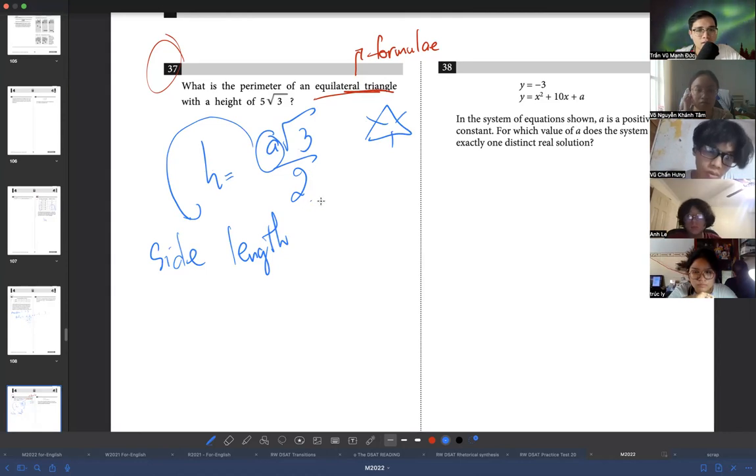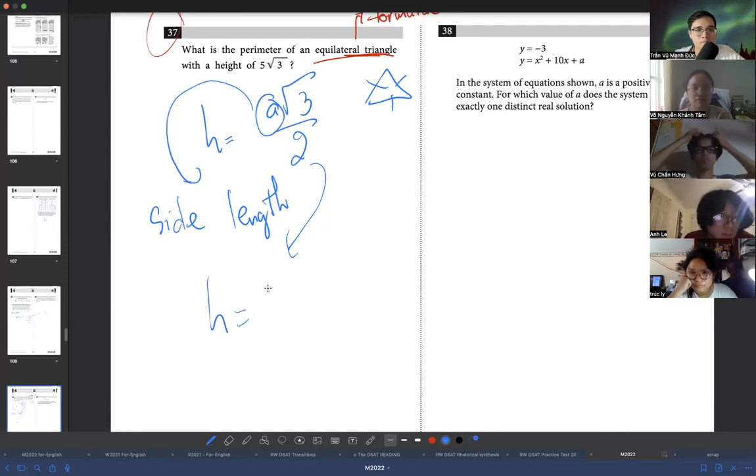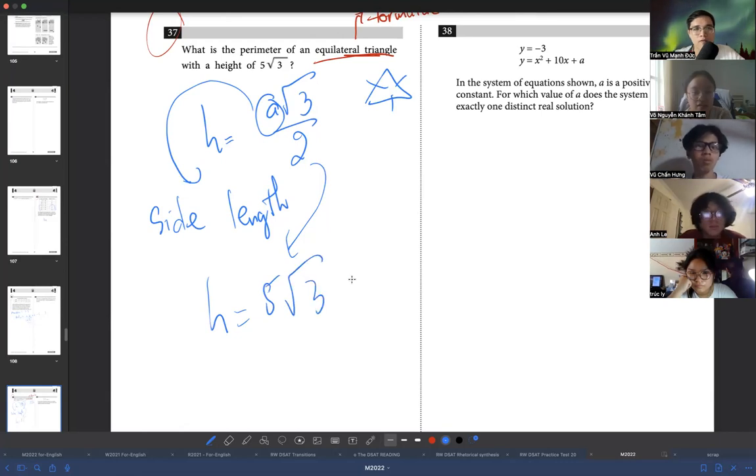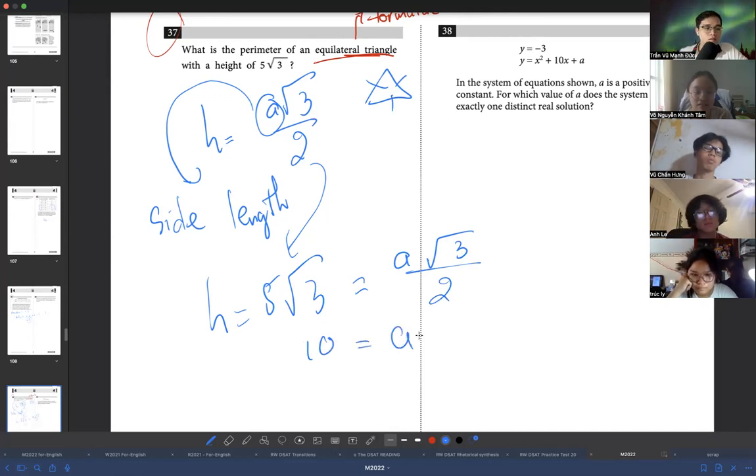All right, so what next? So from the formula, we have the side length of 10 per side. I'm sorry, could you repeat that? So you have H is 5 square root 3. Okay, 5 square root of 3 equals A square root of 3 over 2. So A makes 10, right? Yeah. So how can you calculate the perimeter?